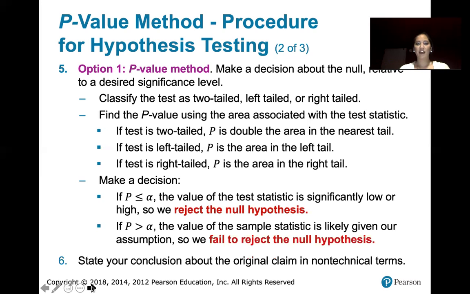And then after all of that, we're going to state our final conclusion about the original claim in non-technical terms so everyone can understand us, even if they don't know what p-values are, what p is, or alpha, or z-scores, or t-scores, or even null and alternative hypotheses. They don't need to know that. We're going to state our conclusion about the claim in words that everyone can understand at the end of any hypothesis test. So that's the p-value method. Now let's look at the critical value method.